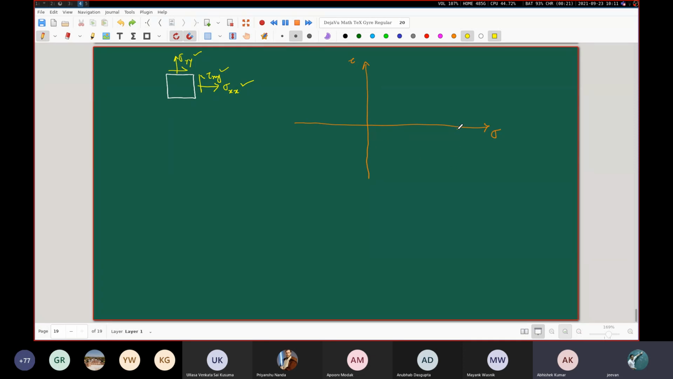Now, you will definitely say sigma xx, tau xy, suppose both of them have positive values. Let's say sigma xx is 20 megapascals and tau xy is 10 megapascals. So you will say that it will be something like this. It will be a point somewhere here. Okay, no problem there.